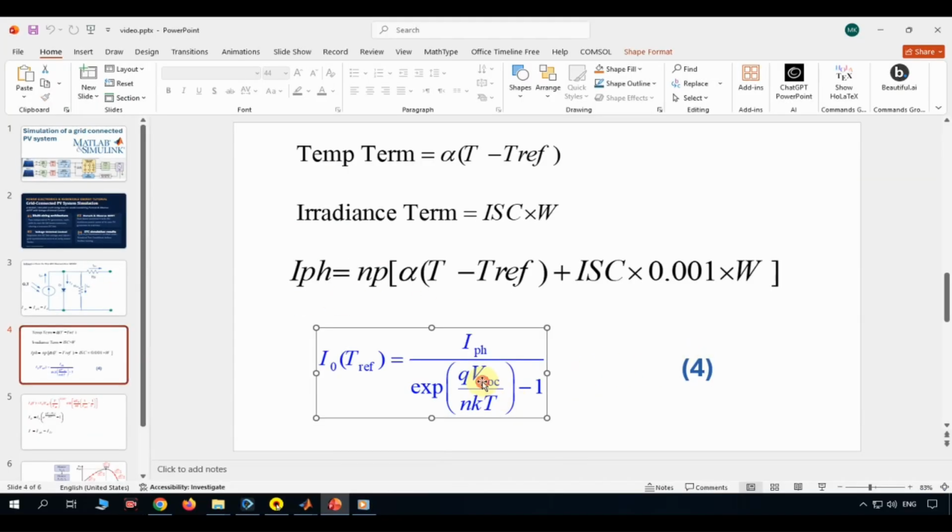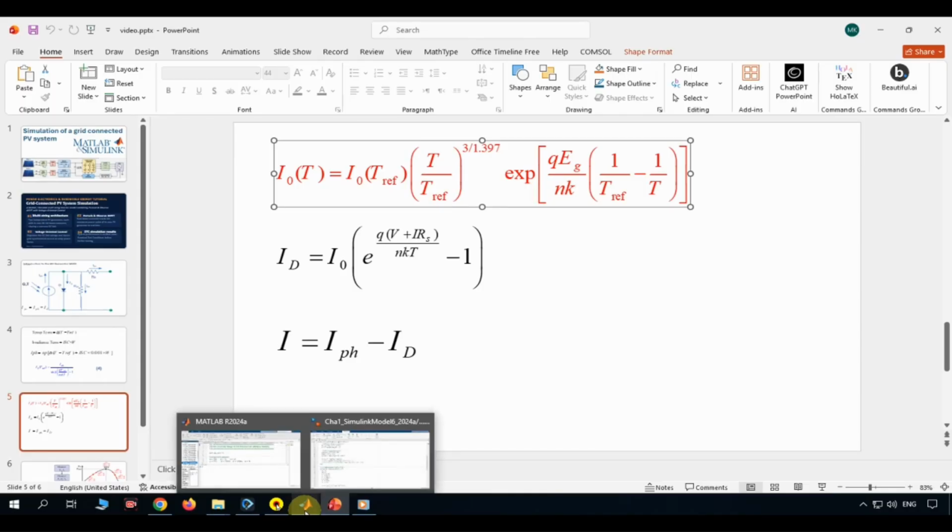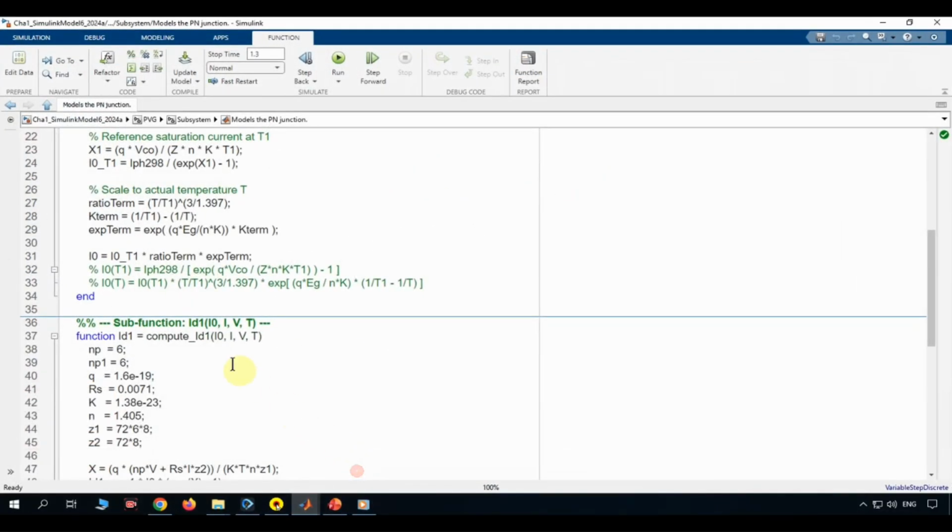This equation computes the saturation current at the reference temperature. Since semiconductor devices are highly sensitive to temperature, the saturation current must be corrected whenever the temperature changes. As temperature increases, the saturation current increases exponentially. This explains why the PV voltage decreases on hot days.